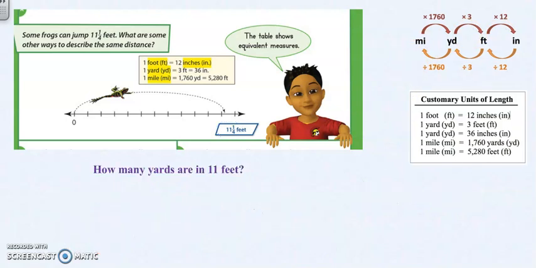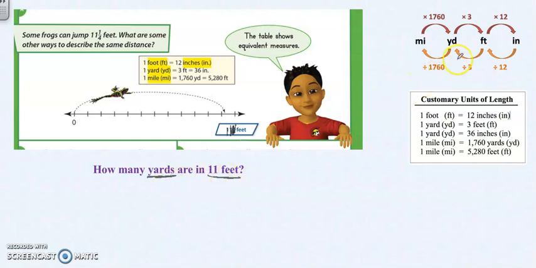Now they want us to solve this problem again, but this time, instead of using 11 1/4 feet, they're just asking us to focus on the 11 feet. How many yards are in 11 feet? I'm going to scribble out that 1/4 and just focus on the 11. How many yards are in 11 feet?